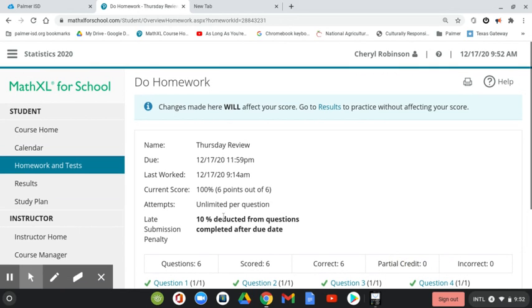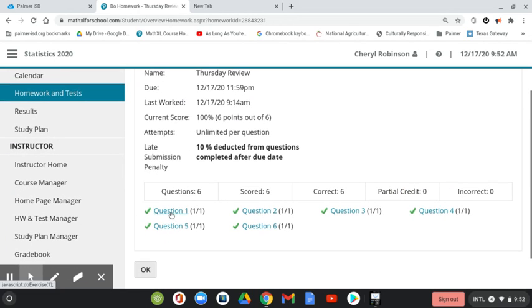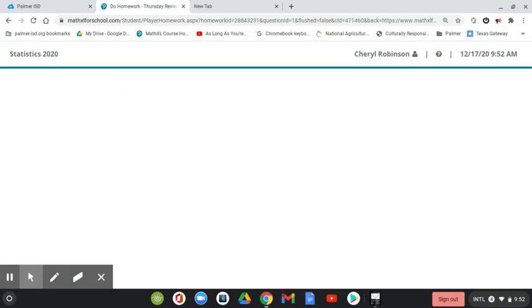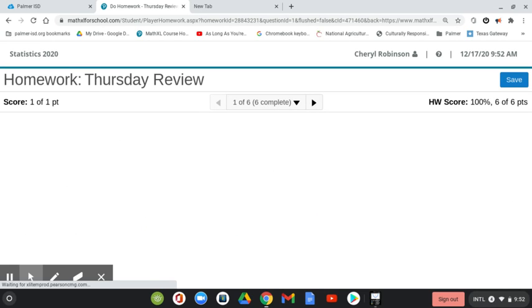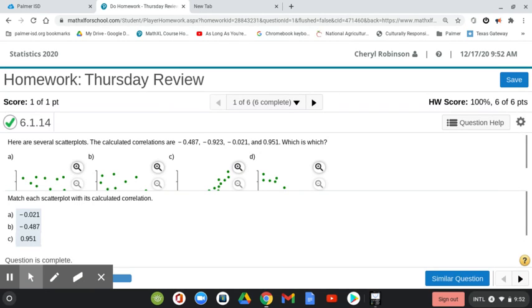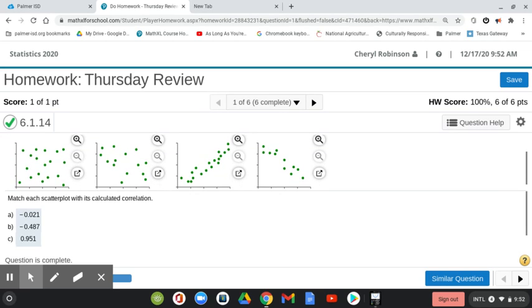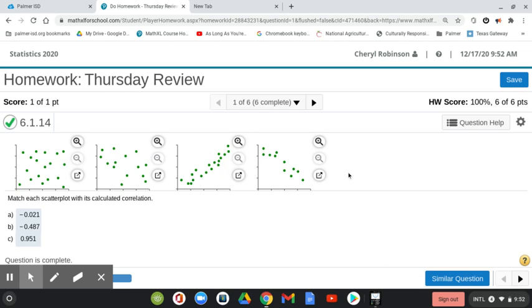So there are 6 questions. The first one is we're going to match up the scatter plot with a calculated correlation. So you don't know exactly what they are, and you're going to have to just go by the extremes.